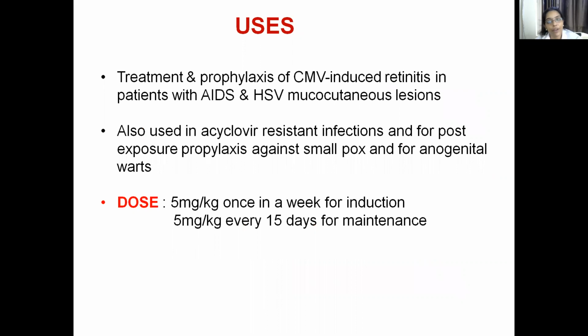Uses are treatment and prophylaxis of CMV-induced retinitis in patients with AIDS and HSV mucocutaneous lesions. Also used in acyclovir-resistant infections and for post-exposure prophylaxis against smallpox and for anogenital warts. Dose here is 5 mg per kg once in a week for induction. Then the maintenance dose will be 5 mg per kg every 15 days. So that will be double of the induction dose. Double in the sense you take a double duration gap.